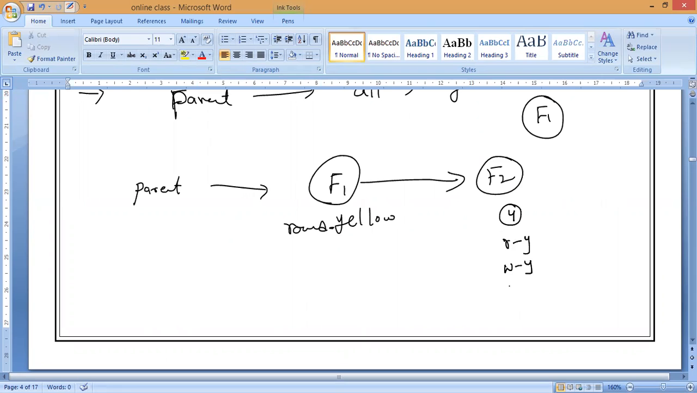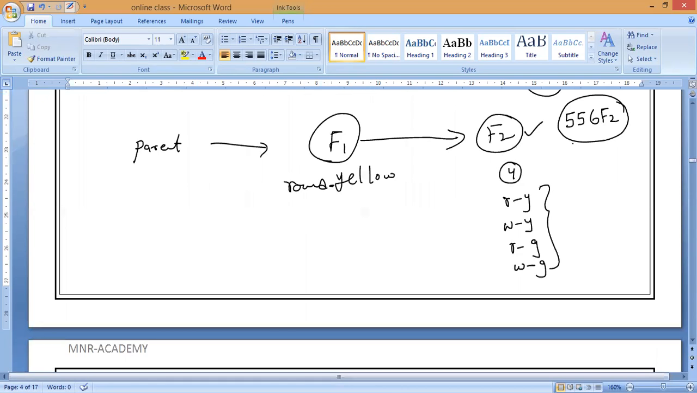Wrinkled yellow, and round green as well as wrinkled green. So these are the 4 types of seeds he has found. In this F2 generation, how many samples has he collected in total? 556 samples he has found.